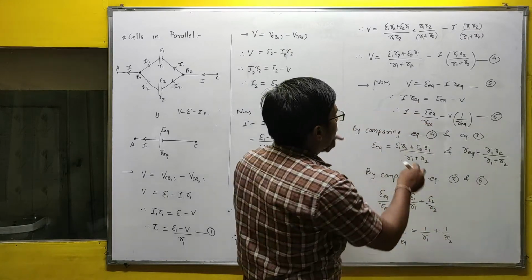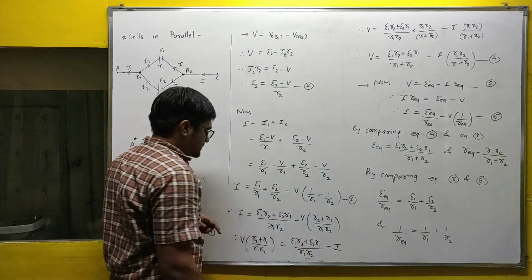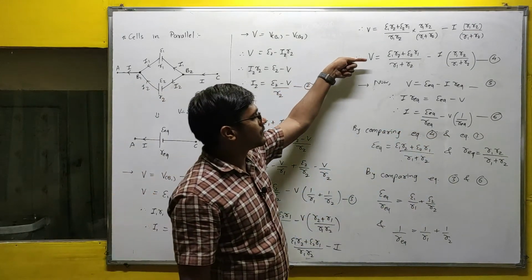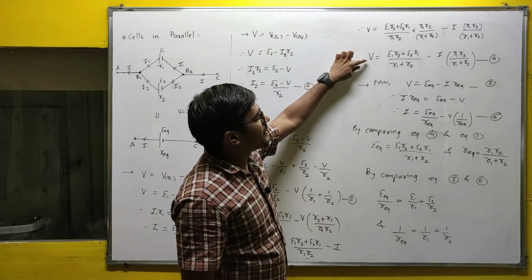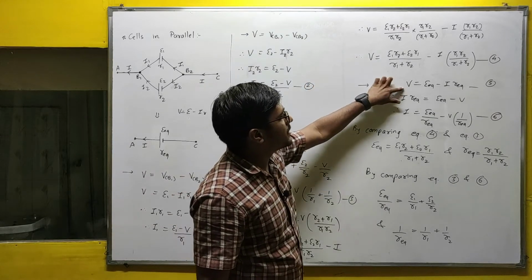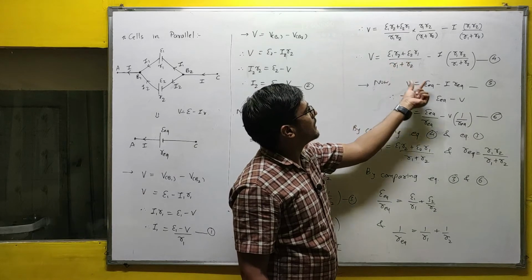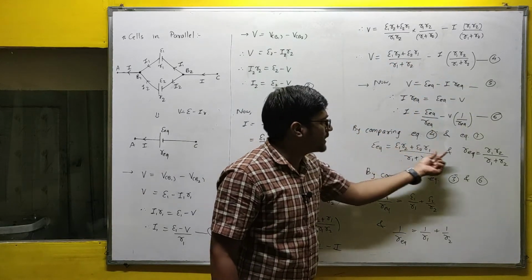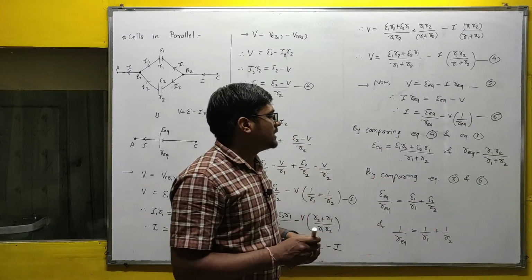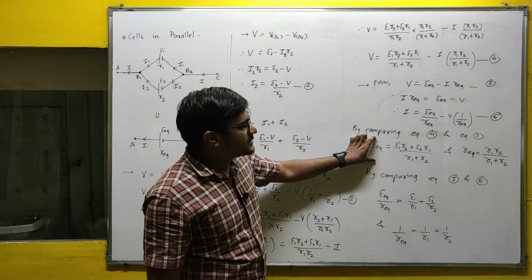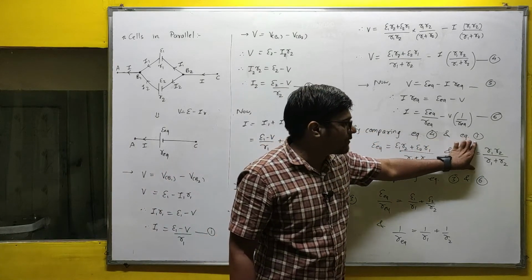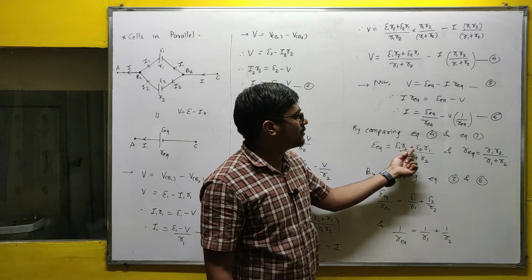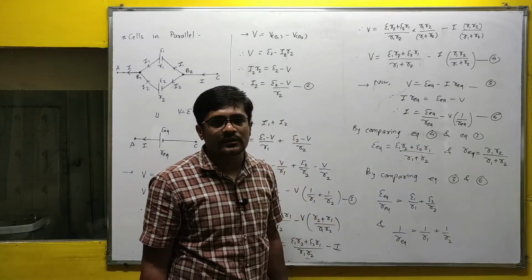Now compare these two formulas. First compare the formula of V, equation 4 and equation 5. By comparing you can get E equivalent as this term and R equivalent as this term. So in the parallel combination, the equivalent resistance is given by R1 R2 divided by R1 plus R2, and the equivalent EMF of the cell is given by E1 R2 plus E2 R1 divided by R1 plus R2.